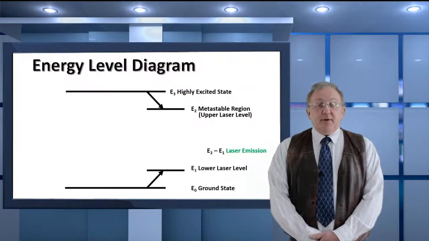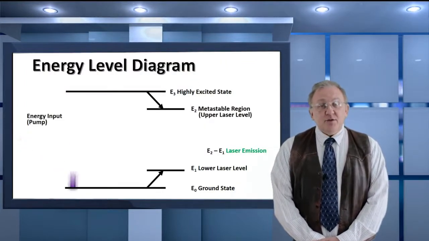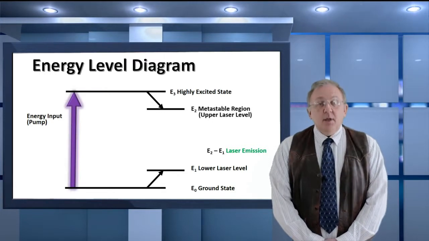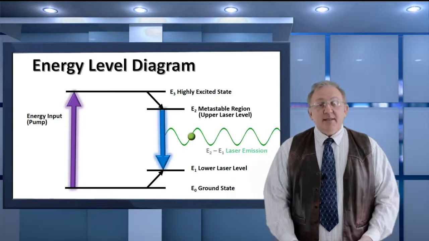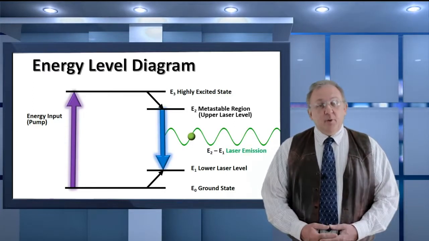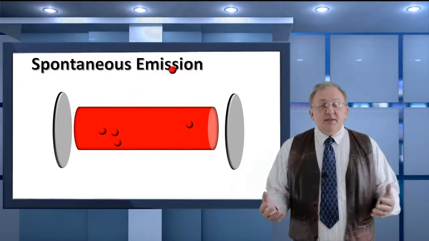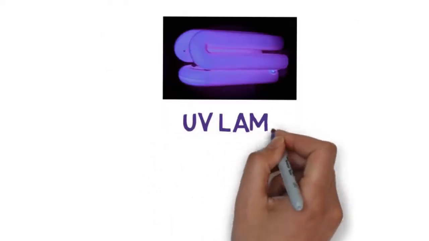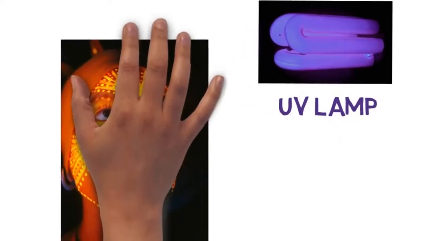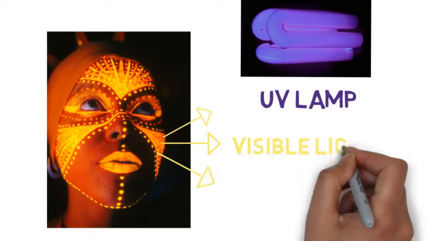Looking at the energy level diagram, an electron is pumped to a highly excited state and transitions to a metastable region. The electron will seek its natural or ground state. However, it must release energy, and it does so in the form of a photon. Now, we have a lot of atoms releasing photons in all directions, and this is called spontaneous emission. This is similar to a black light, which is a UV pump source and a fluorescence dye. The dye absorbs the UV wavelength and emits a visible color in all directions.